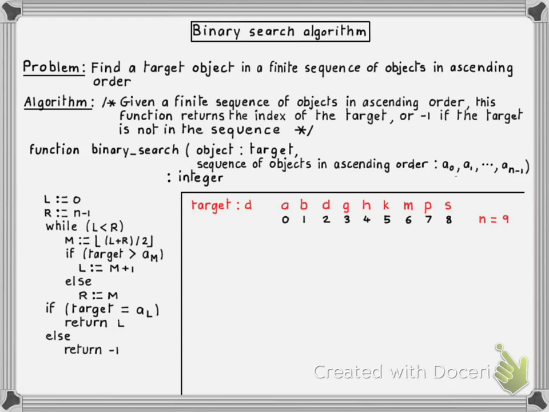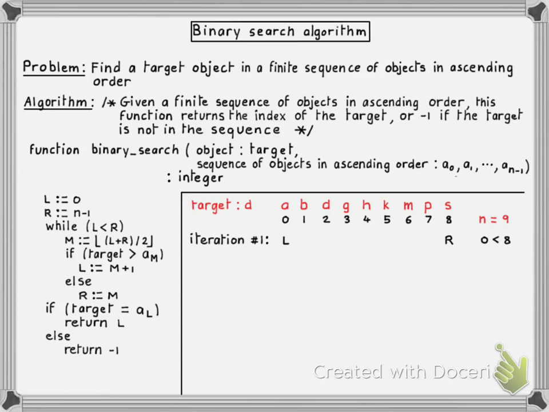Now, let's start the trace of the algorithm. L and R are initialized to 0 and 8 respectively, which is the first and the last element in the sequence. And now we start executing the first iteration of the while loop. Is L strictly less than R? In other words, is there still a non-empty range of elements to consider? And the answer is yes, 0 is less than 8. So we start the first iteration of the loop.